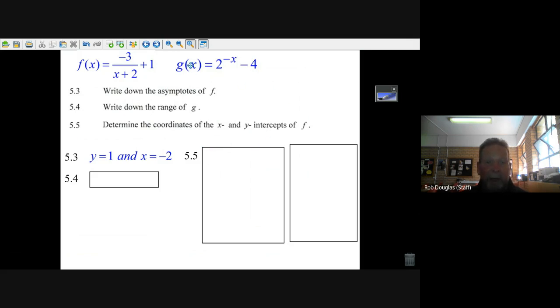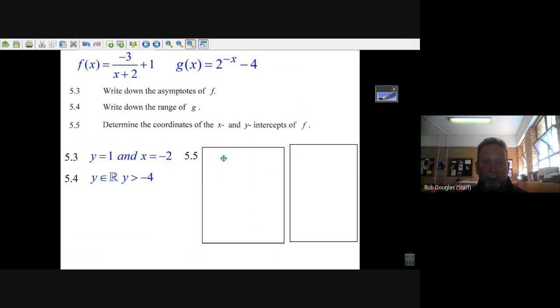But the values, that's these y values here, they'll always be greater than minus 4. No matter what I put in for x, I can't get to minus 4. So that's why the answer is y is any element of the real numbers, but y has to be greater than minus 4. That's called the range, all the things that y can be.